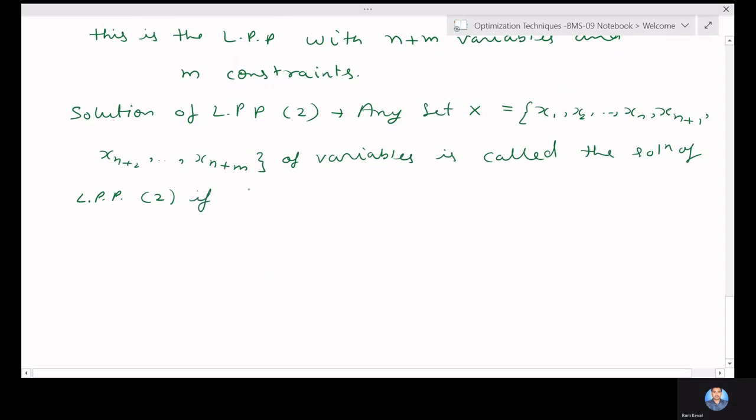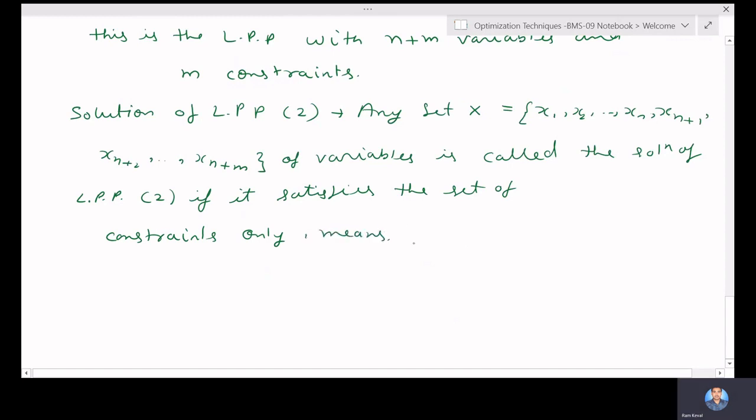If it satisfies the set of constraints only, means it satisfies equation 2.1. So you can say here any set of variables is called the solution of LPP if and only if it satisfies the equation 2.2.